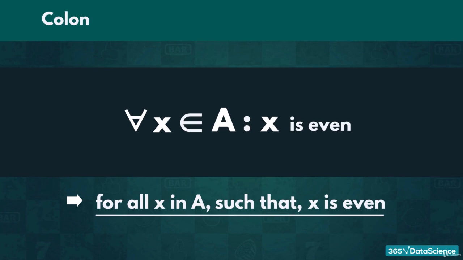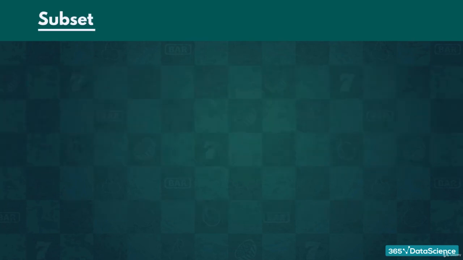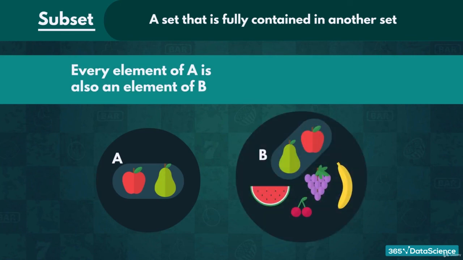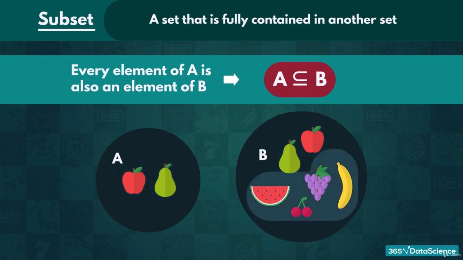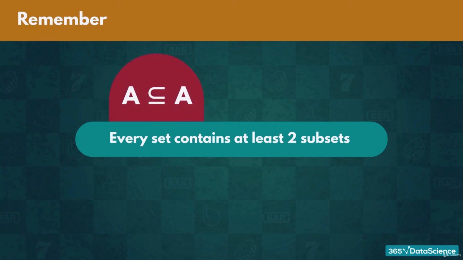The final fundamental term we must introduce is subset. In short, a subset is a set that is fully contained in another set. If every element of A is also an element of B, then A is a subset of B. We denote that with A ⊂ B. As you can see, not all elements of B are necessarily part of A. Going forward, remember that every set contains at least two subsets, itself and the null set.